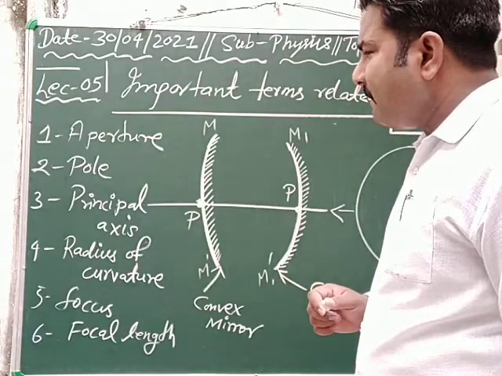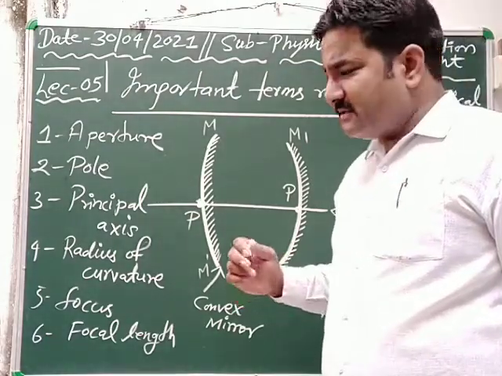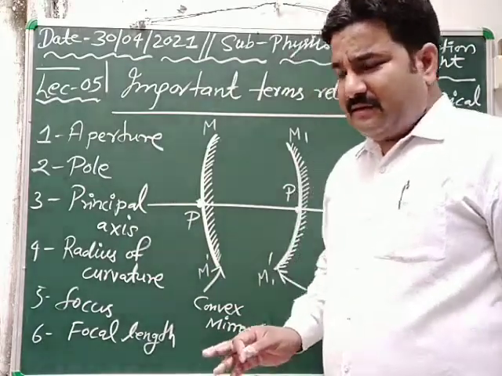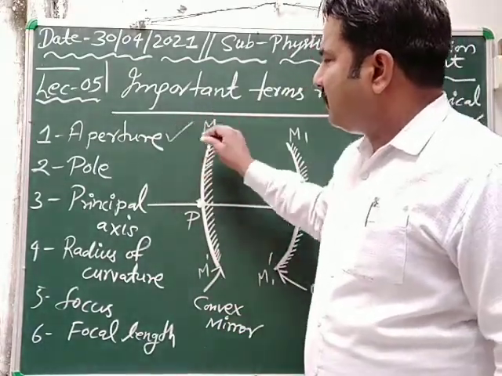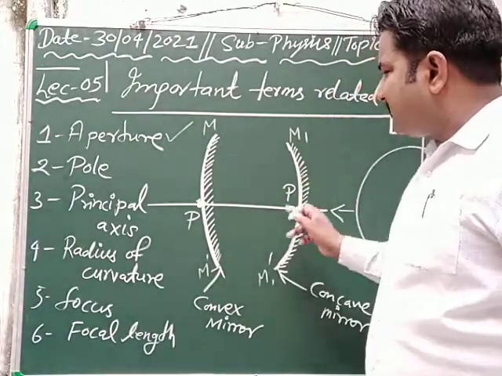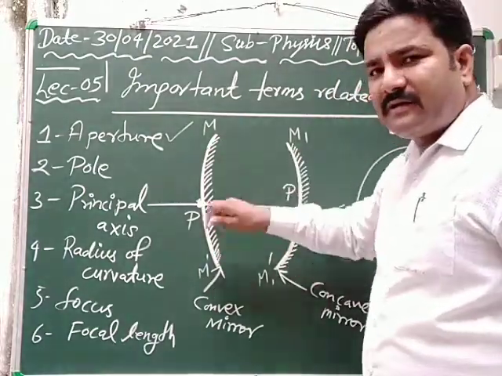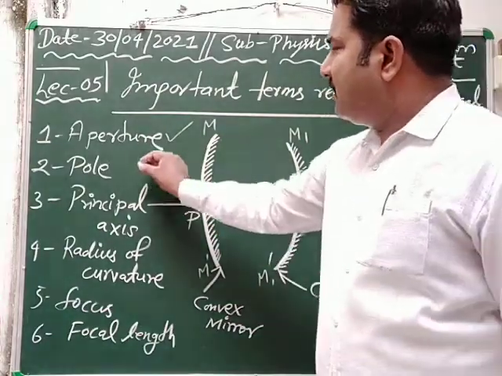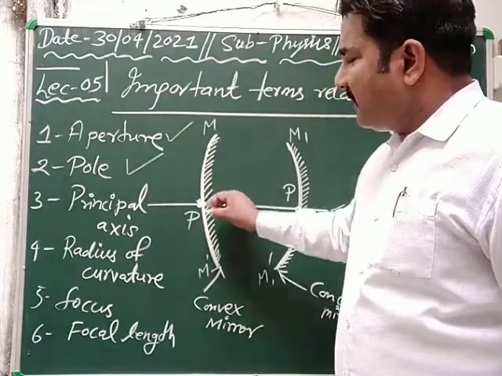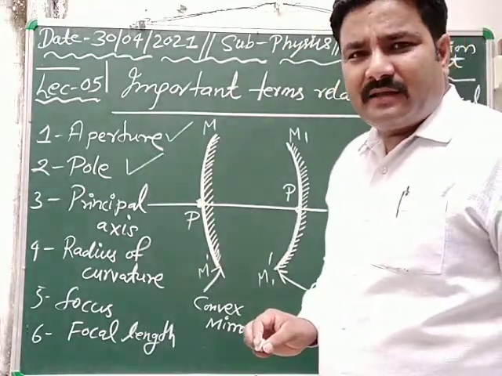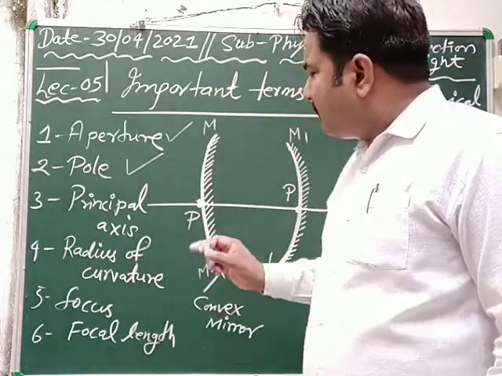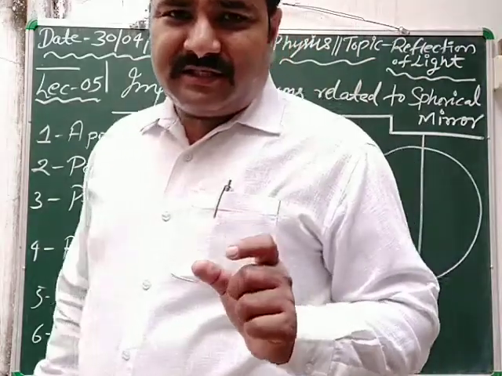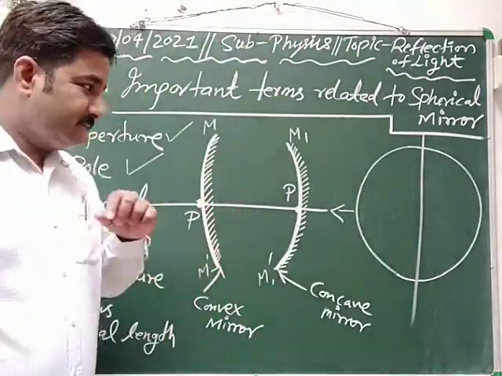Clear? Then center of curvature and radius of curvature, center of curvature is not written here, so I will explain in detail, no matter. First topic clear? Aperture. The total reflecting surface, either in case of concave mirror or convex mirror. And second one, pole. The midpoint of aperture is pole. Here this, here this. This pole is a very important point, because all the distances are always measured from the pole.